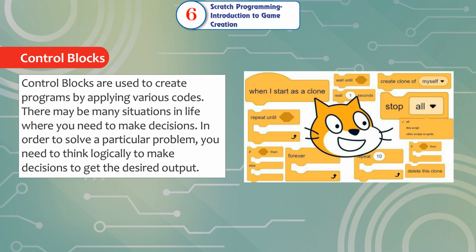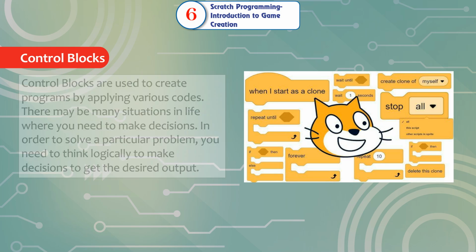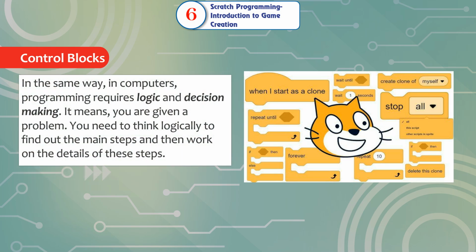There may be many situations in life where you need to make decisions. In order to solve a particular problem, you need to think logically to make decisions to get the desired output. In the same way, in computers, programming requires logic and decision making. It means you are given a problem. You need to think logically to find out the main steps and then work on the details of these steps.